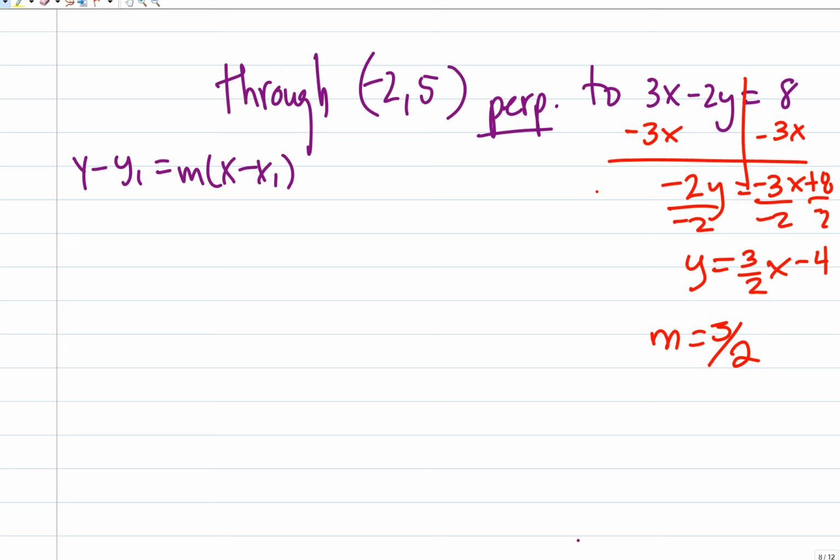Now it said perpendicular, right? So does that mean I'm using 3/2? Perpendicular doesn't mean same slope. It means opposite. It means if this is positive, then we will use a slope that is negative, and which would be that is our m that we will use, perpendicular to that equation.